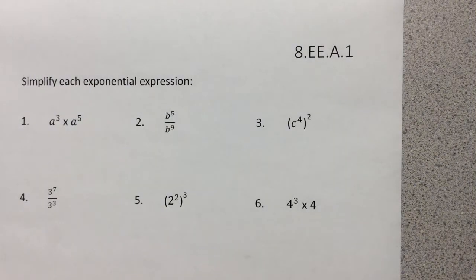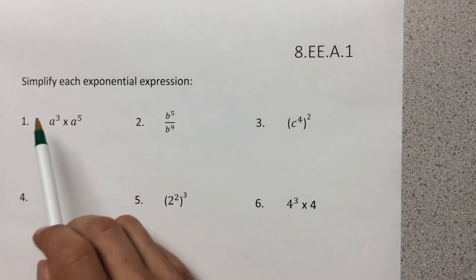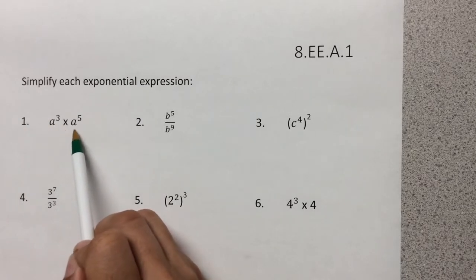Okay, Gossam here. So we're going to simplify each exponential expression. So let's start at number 1. So we have a cubed times a to the 5th.